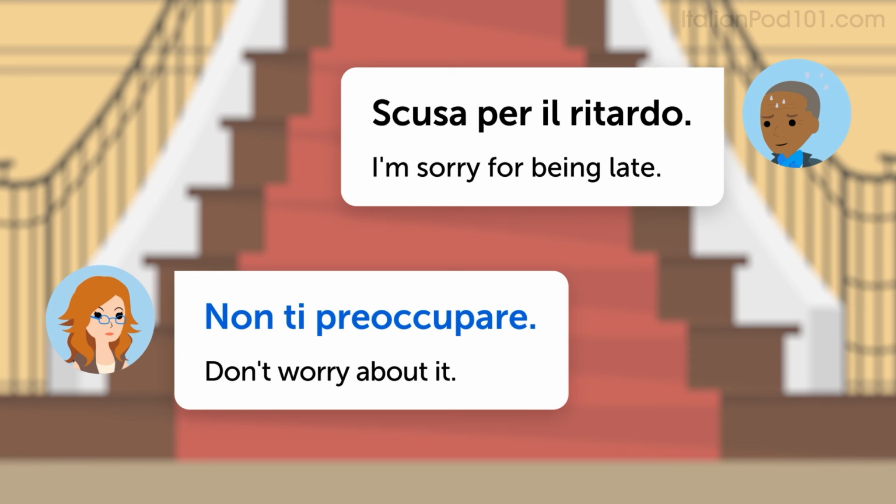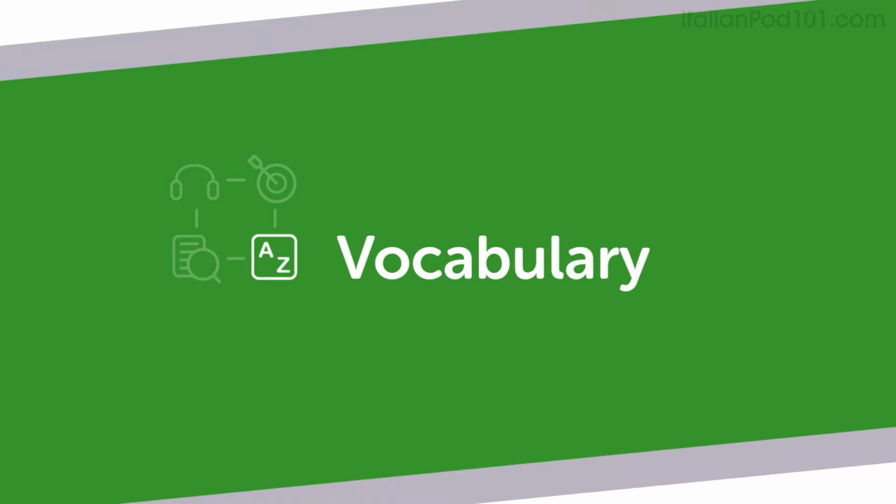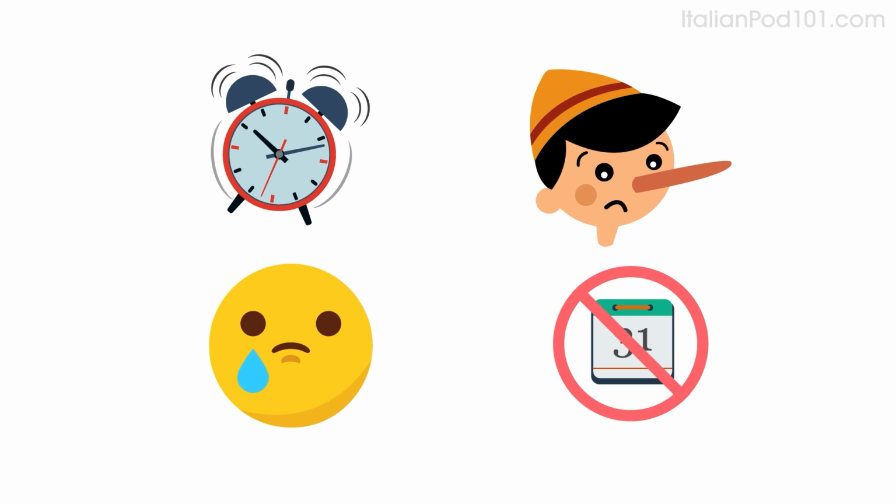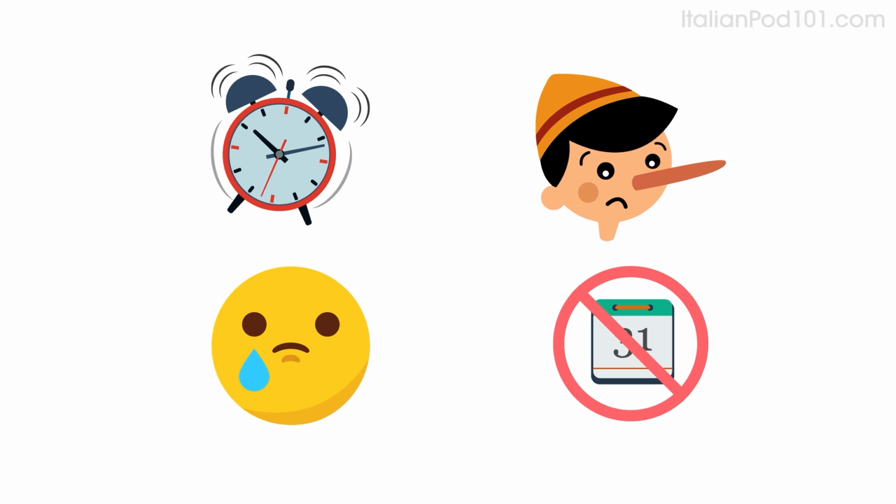Non ti preoccupare. Listen to it again. Non ti preoccupare. This Italian sentence literally translates as, don't you worry. But it means, don't worry about it. Here are a few more phrases you can use with the same pattern to apologize.